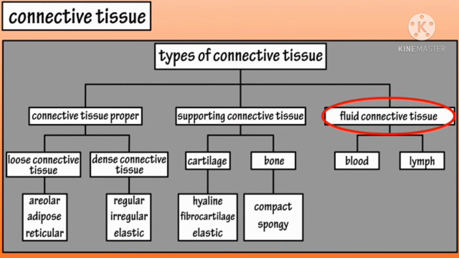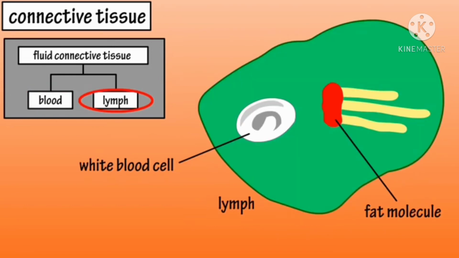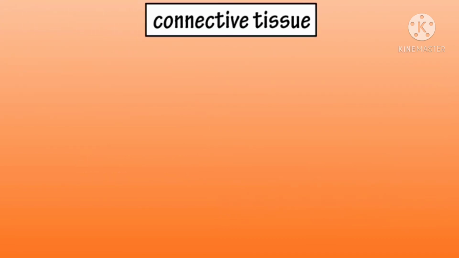Next we are going to discuss the third subdivision, that is fluid connective tissue, which is divided into two: blood and lymph. Blood is red colored, sticky, alkaline, slightly saltish in taste, and heavier than water. It is a fluid tissue made up of two parts: the plasma and three different types of cells, that is RBC, WBC, and blood platelets or thrombocytes. And what is the function of blood? The major function of blood is to transport substances inside the body. This includes nutrients, metabolic waste, hormones and gases.